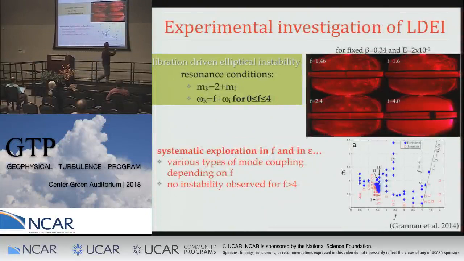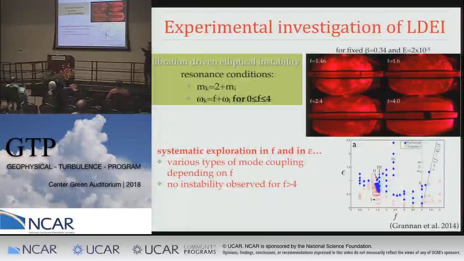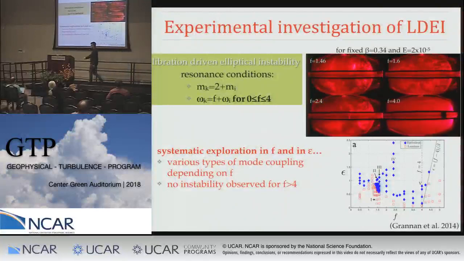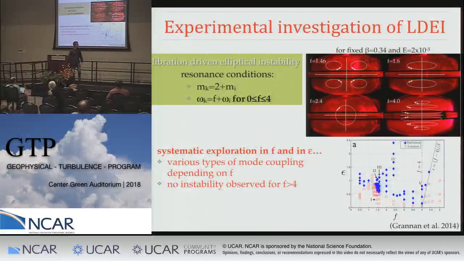But here are different examples in the experiment. We keep the same Ekman number, the same tank, the same container. We just change the forcing frequency. This one is the one I showed you already. It's a forcing frequency of 4, meaning that we are just at the edge of the resonance domain. So we couple waves which are horizontal like this. But other resonances are possible with various shapes like this.